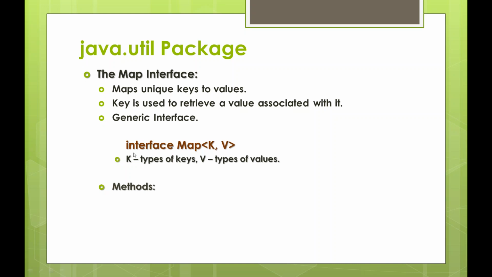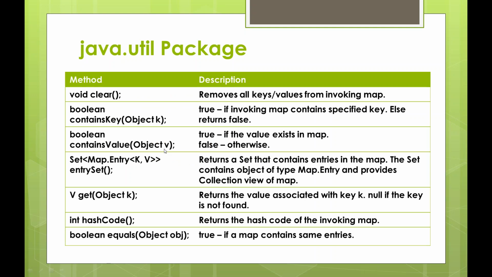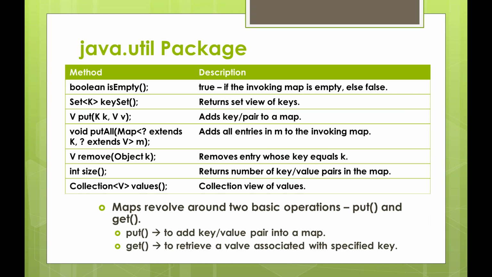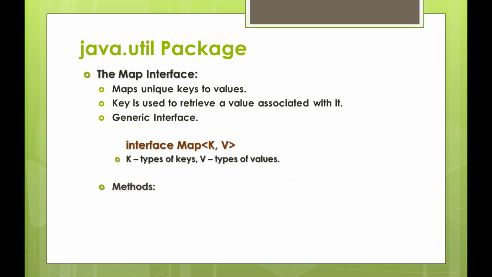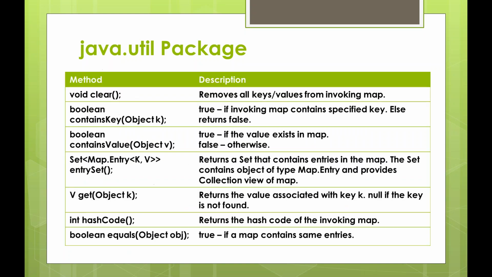This is also a generic interface, so the declaration is like this. We pass two type parameters: K for the type of keys and V for the type of values. Okay, so let us see the methods. There are a bunch of methods for your map interface.